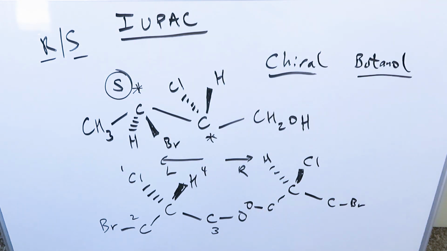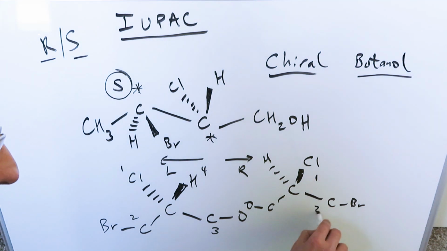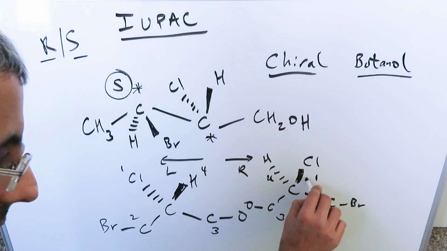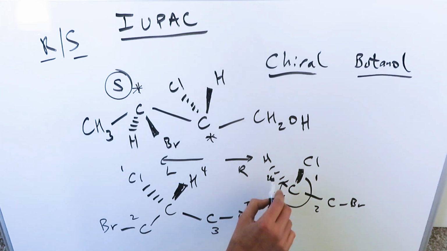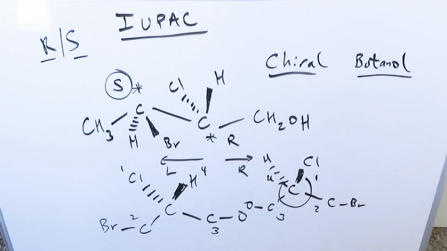This again requires practice and mental imagery. You put yourself behind the board and picture how you would look with the chlorine towards you and the hydrogen away from you. Now you do your priority. I know this here is 1, this here is 2, this is 3, and that's 4. A simple rotation over here of curved arrow demonstrates that you're looking clockwise, and this right here must be R.